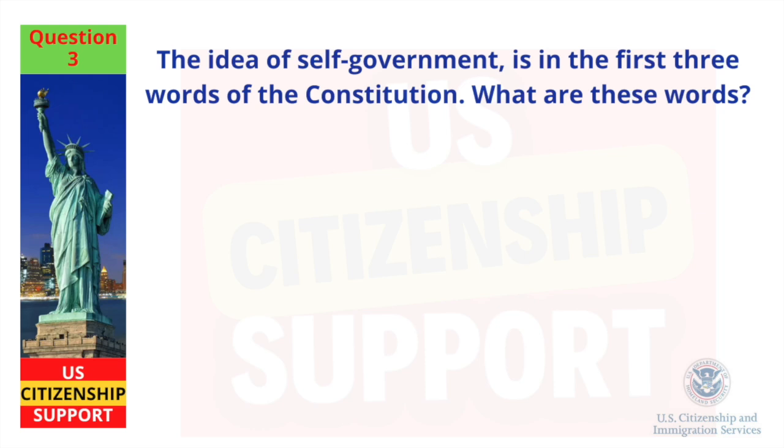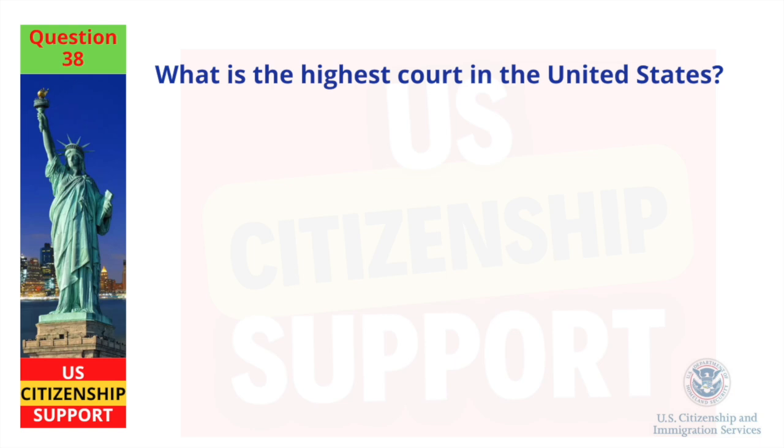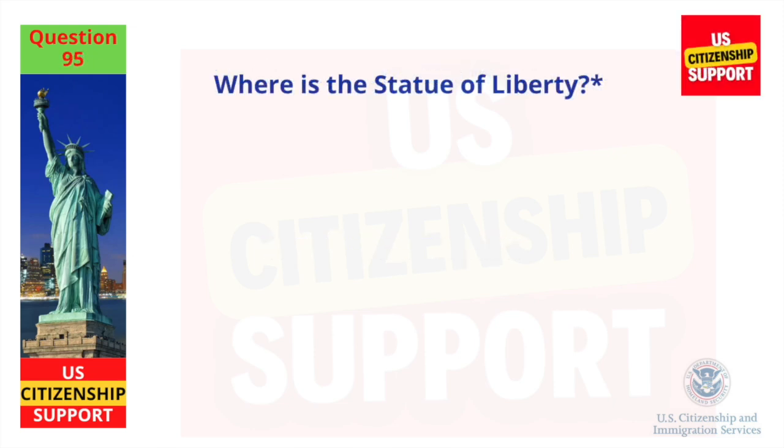The idea of self-government is in the first three words of the Constitution. What are these words? We the people. What is the highest court in the United States? The Supreme Court. Where is the Statue of Liberty? New York Harbor.